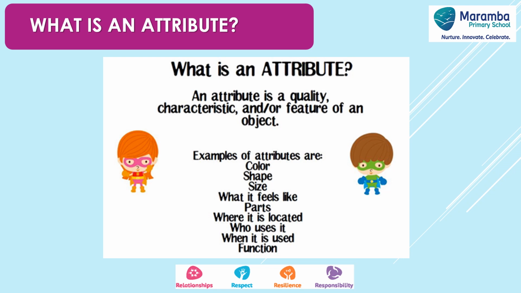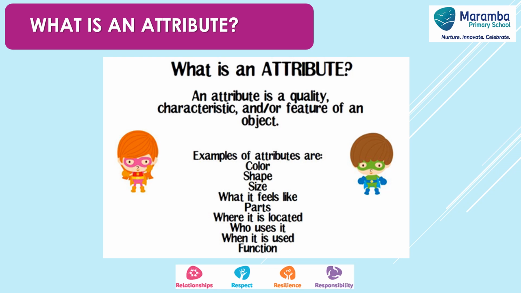So for example, we could talk about colour, shape or size. A blue whale, we know, is the largest animal on earth. So we're now talking about its size. That is an attribute. We could also say that the blue whale is mostly blue. That would be an attribute.